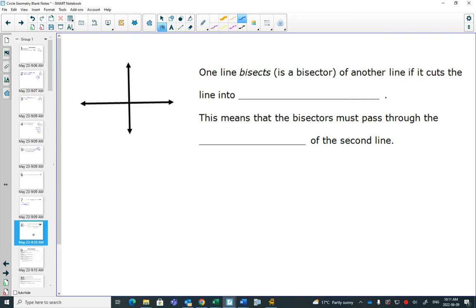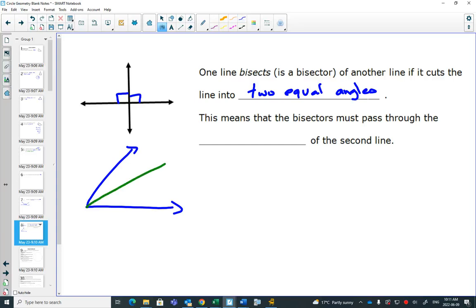One line bisects or is a bisector of another line if it cuts the line into two equal parts. These are lines that go into, I'm going to put two equal angles. So this is 90, this is 90. So if I had two angles like this, and I cut them in half perfectly, then this would be 30, and this would be 30.